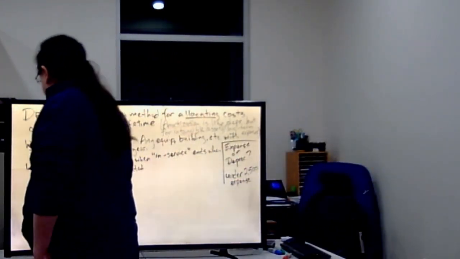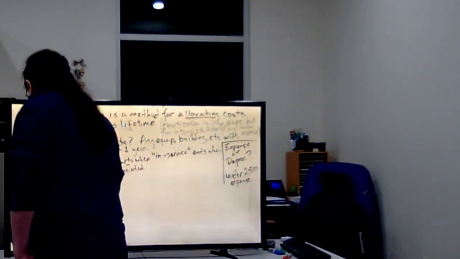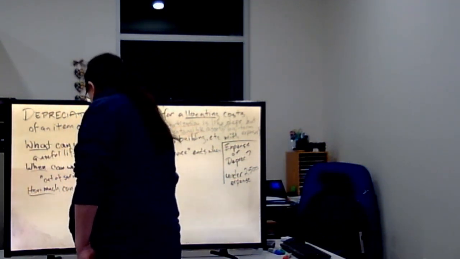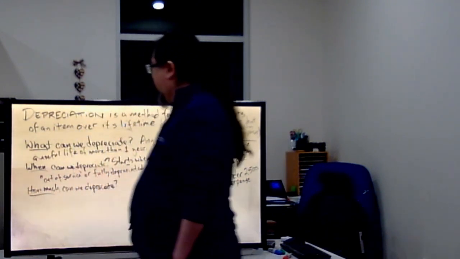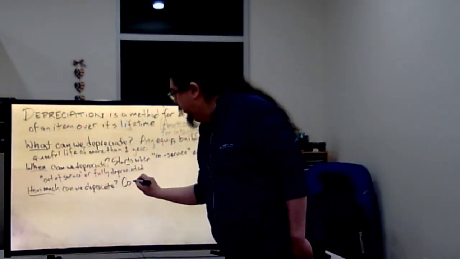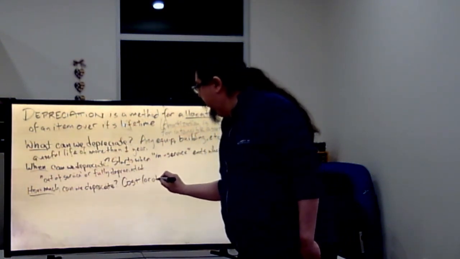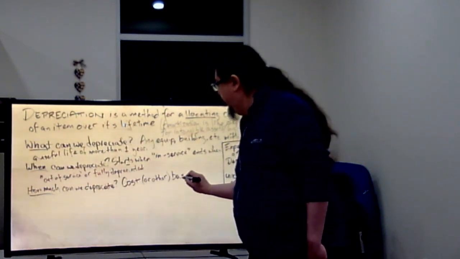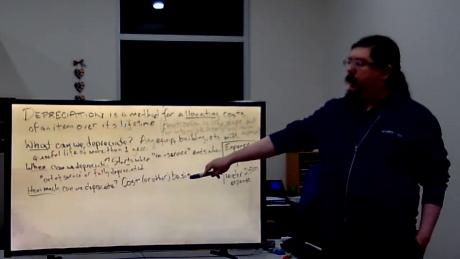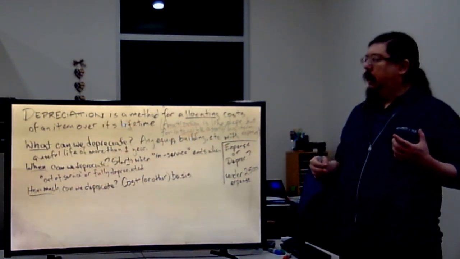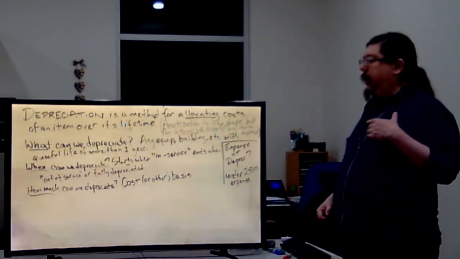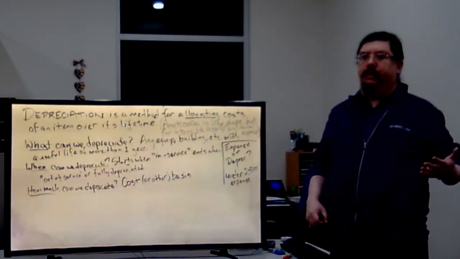And then how much can we depreciate? This is going to be the total cost or other basis, and the cost is considered everything, all the money that you spend to acquire that equipment, building, or other asset, and to bring it into the use that it was intended for.